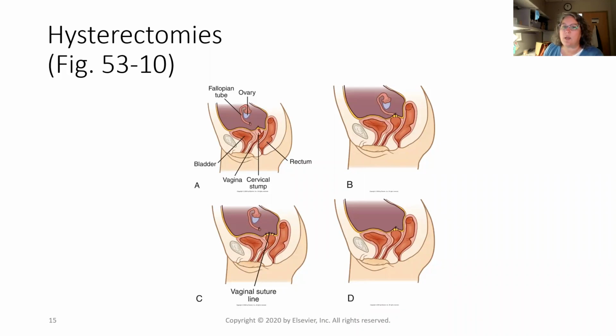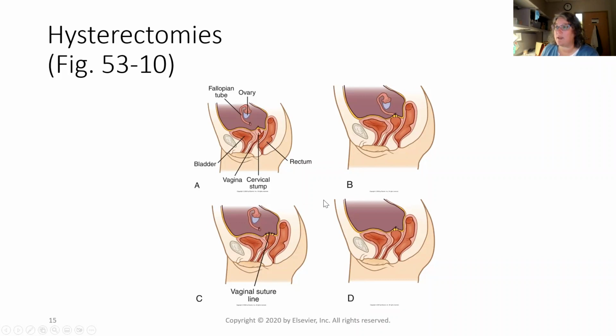In A, that is a cross section of a subtotal hysterectomy. There still is a cervical stump, and the fallopian tubes and the ovaries remain. In B, that is a total hysterectomy, but the fallopian tubes and the ovaries remain, with no cervix. In C, that is a vaginal hysterectomy, so the fallopian tubes and the ovaries remain. This particular client had their hysterectomy done using the vagina as the main approach.